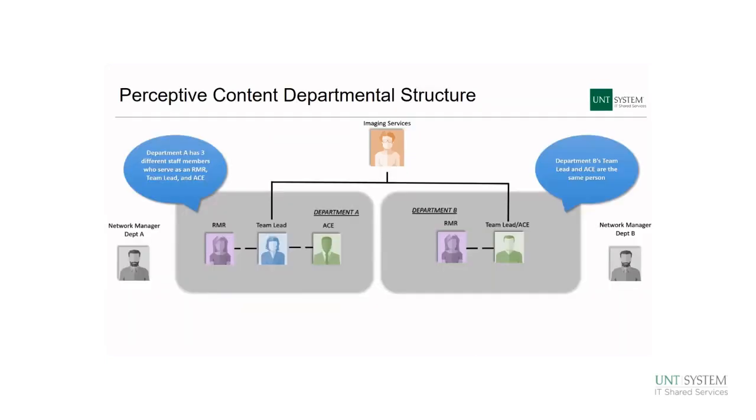Here are 2 different examples of what your department structure could look like. In Department A, the RMR, team lead, and ACE are all on one line, but the team lead is a liaison between their department and Imaging Services. In Department B, the top-tier roles have been consolidated, but the team lead is a liaison, even though they're also the ACE role. Whether you're set up like Department A or Department B, as long as you have people in these roles, this helps Imaging Services support your department or college.